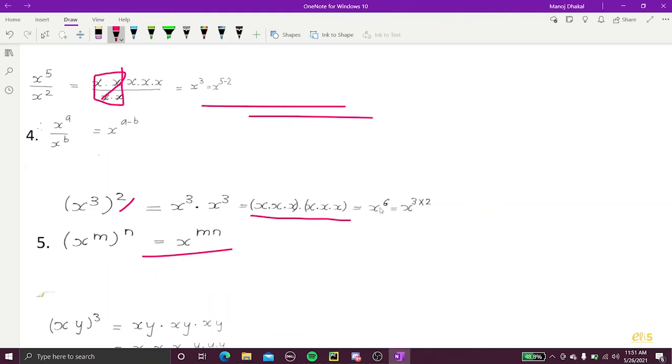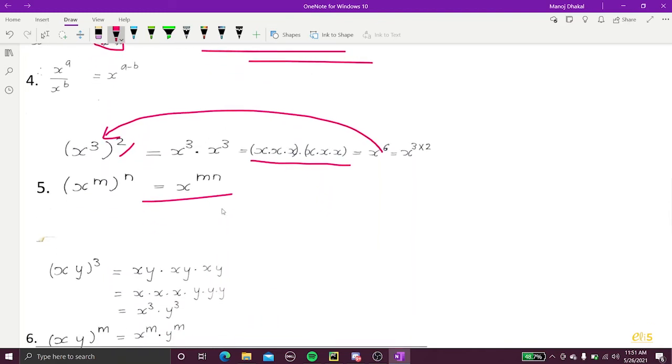So that's equal to x to the power 6, which incidentally is equal to x to the power 3 into 2. It is really interesting, isn't it? x to the power 3 into 2. So x to the power m whole raised to the power n should be equal to x to the power m multiplied by n. That's what it is.